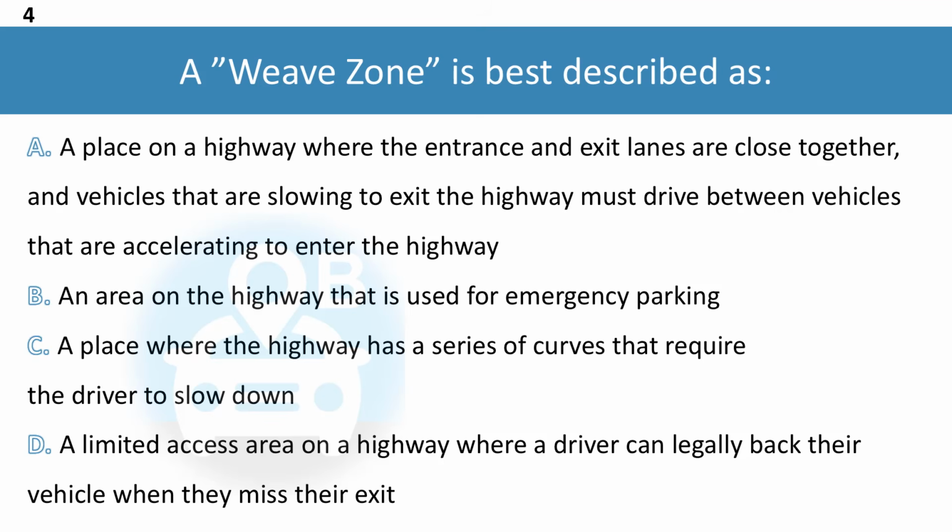A weave zone is best described as: A. A place on a highway where the entrance and exit lanes are close together, and vehicles that are slowing to exit the highway must drive between vehicles that are accelerating to enter the highway. B. An area on the highway that is used for emergency parking. C. A place where the highway has a series of curves that require the driver to slow down. D. A limited access area on a highway where a driver can legally back their vehicle when they miss their exit.